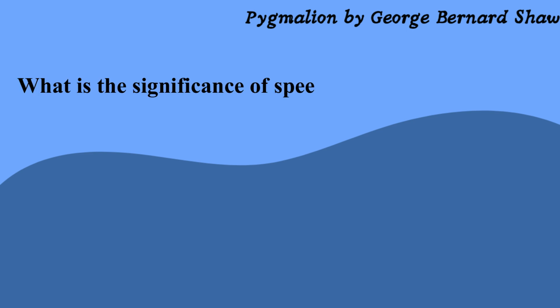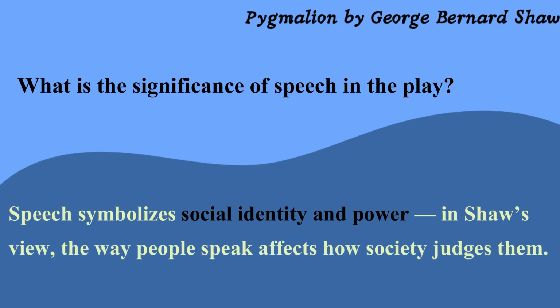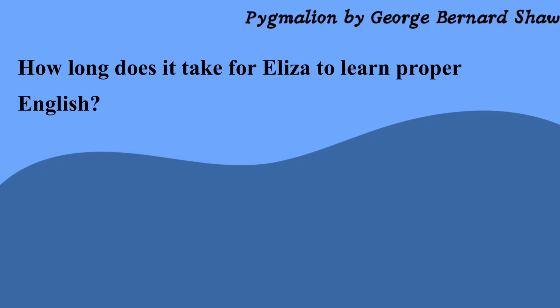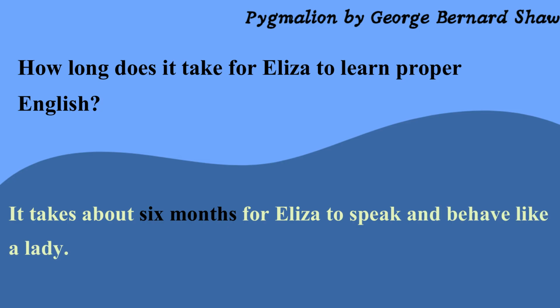What is the significance of speech in the play? Speech symbolizes social identity and power. In Shaw's view, the way people speak affects how society judges them. How long does it take for Eliza to learn proper English? It takes about 6 months for Eliza to speak and behave like a lady.